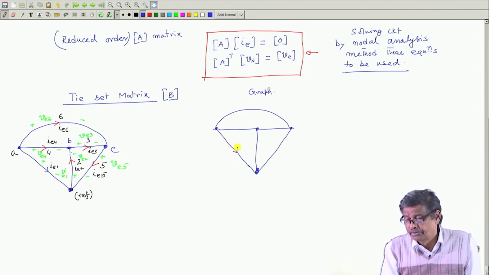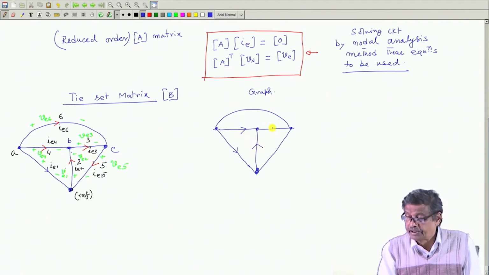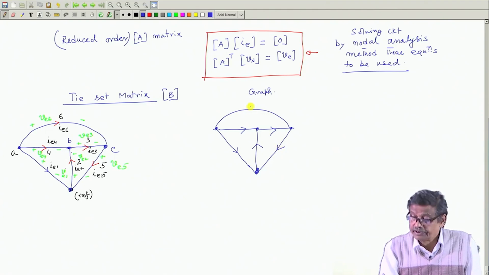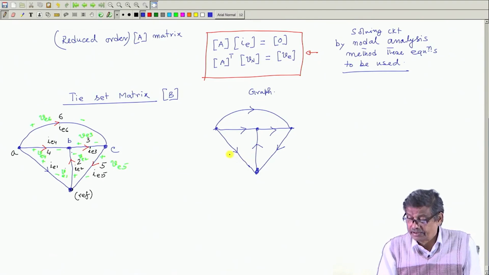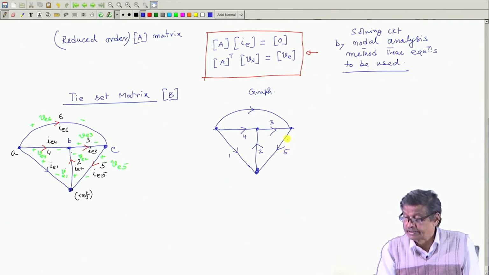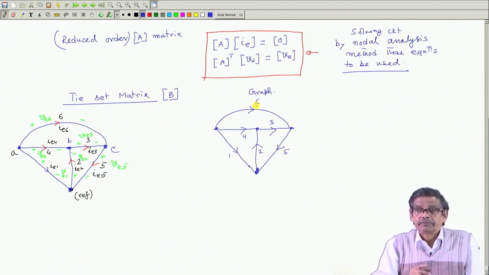So, you can put the arrows like this, the way it has been assumed in the original circuit. These were the directions and these were the names of the elements. Simply write 1, 2, 3, 4, and where is 5? 5 and 6. This was the graph of the network.